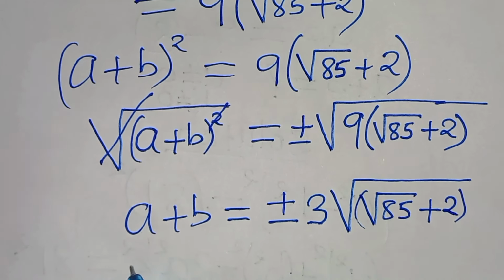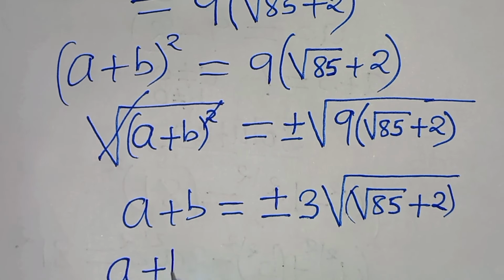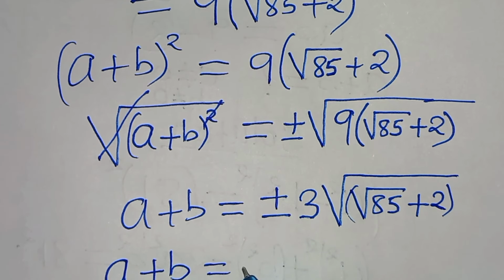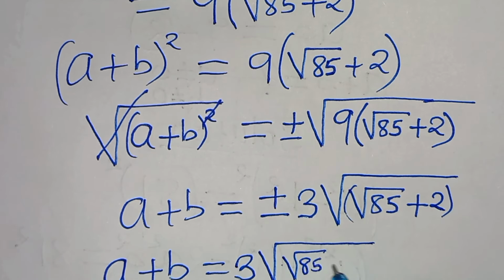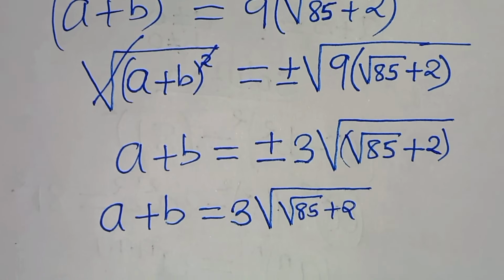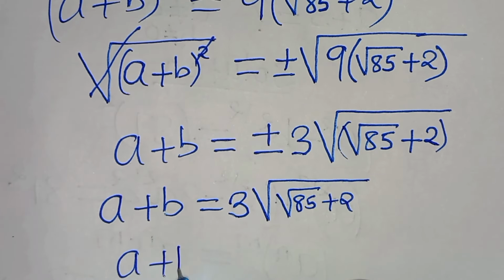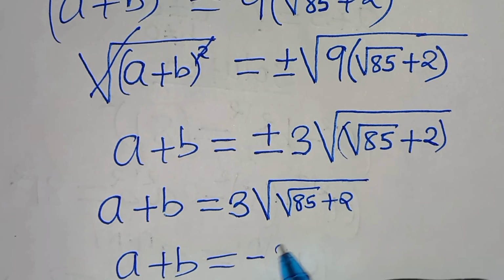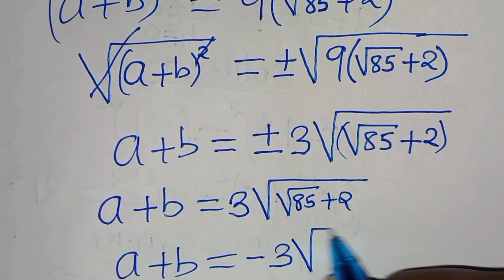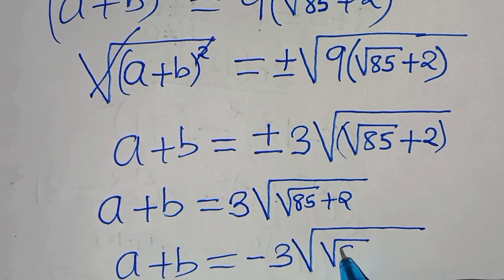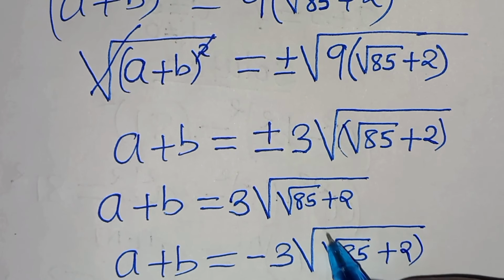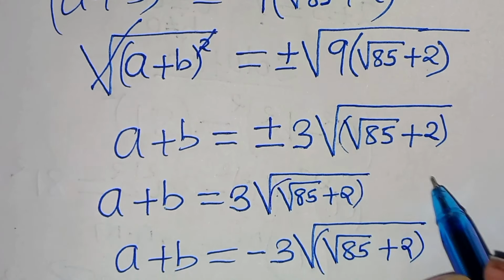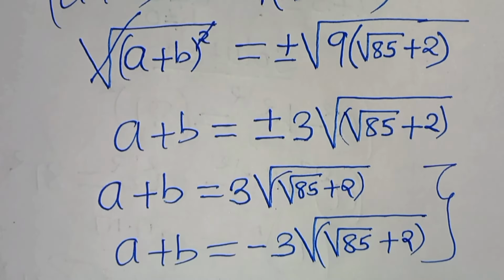And therefore, this implies that we have two values of a plus b. The first one is equal to positive 3 times the square root of root 85 plus 2, and we have that a plus b is equal to minus 3 times the square root of root 85 plus 2. So these are two values of a plus b for this algebra problem.